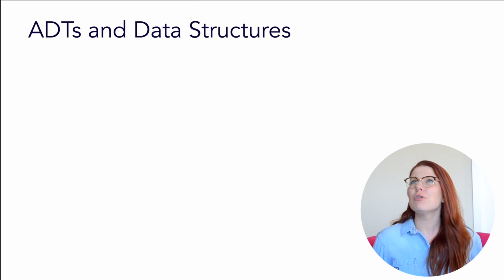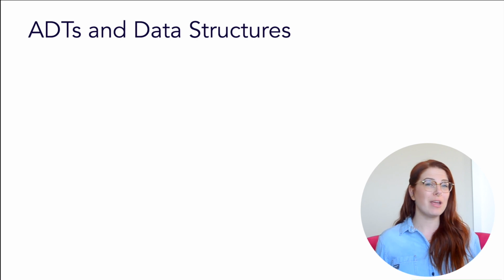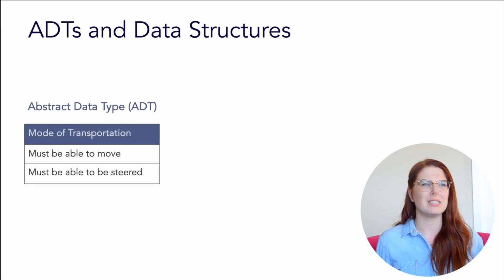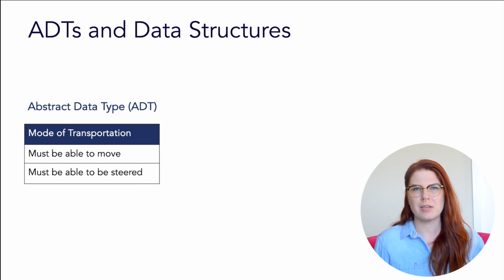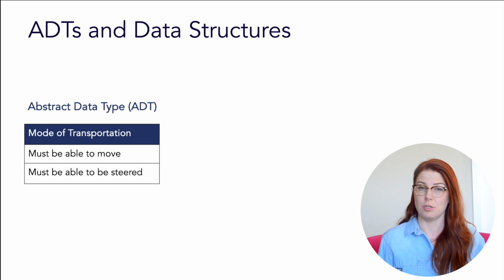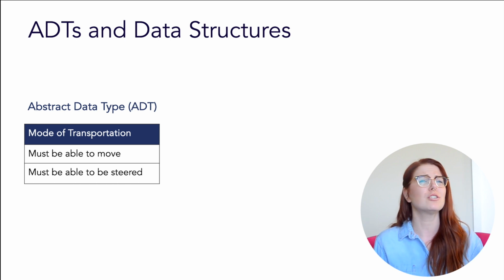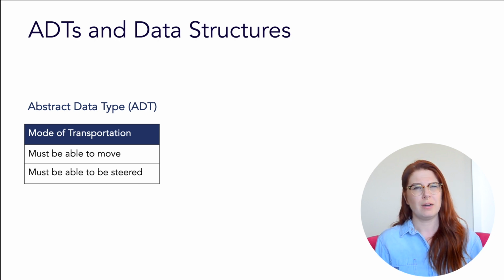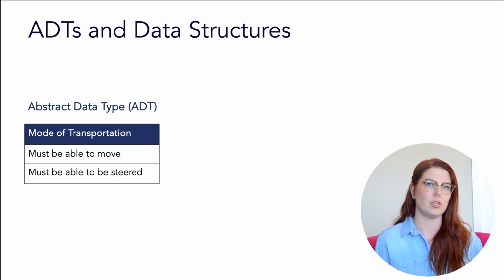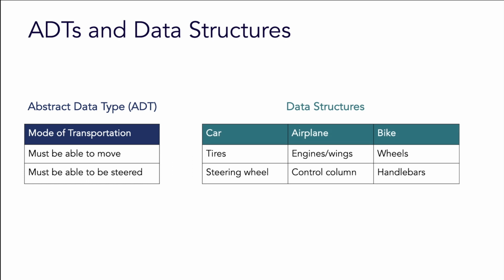Here's another way to think about the distinction between ADTs and data structures. Let's imagine you are trying to figure out how to get from point A to point B. So you know you need some mode of transportation, and you want this mode of transportation to be able to move and also to be able to be steered. That seems like at least the bare requirements of functionality to get you from point A to point B. That's just the list of requirements. That's just the list of functionality. It doesn't say anything about how you're going to accomplish that. But once I know what I need to accomplish, then I can look at the actual implementation and figure out what's best for my needs.